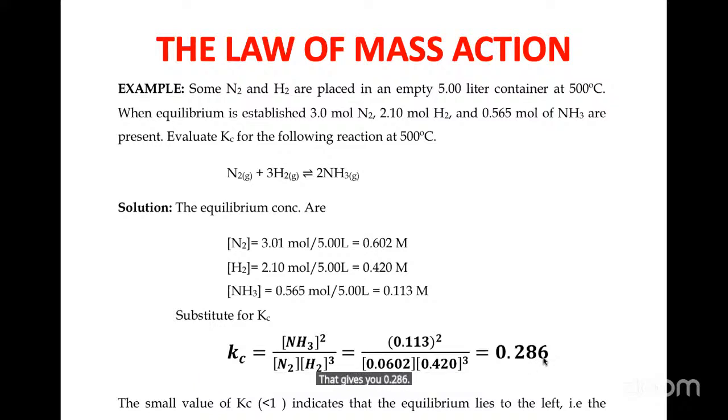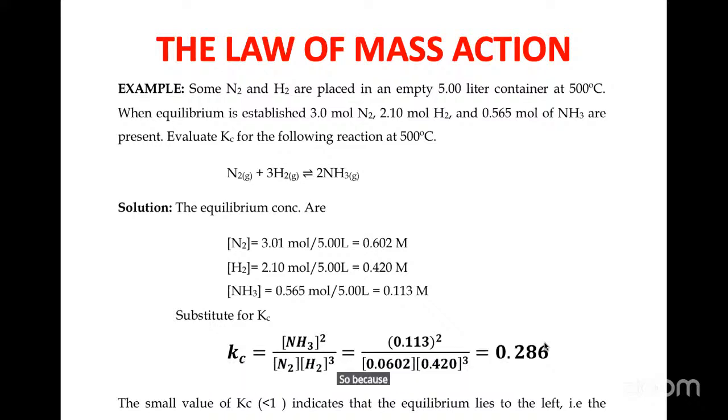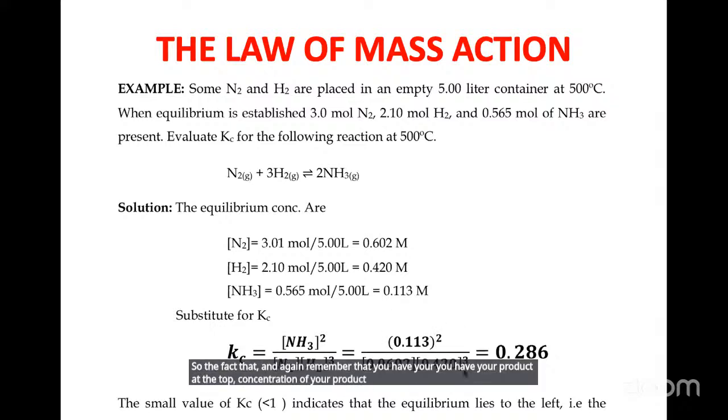0.286. Now, what is the meaning of this when you see something like this? What does it really mean? Because there are 2 possibilities. Your Kc could be less than 1, or it could be greater than 1. That is just telling you to what side the equilibrium lies. Remember that you have the concentration of your product at the top, while that of your reactants is at the bottom, or the concentration of the product is the numerator, while the concentration of the reactants is the denominator.